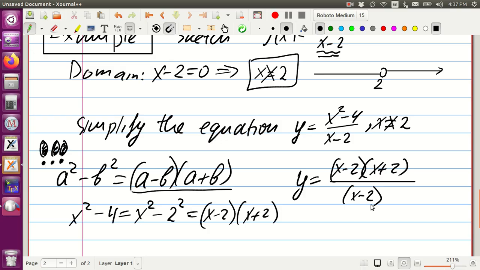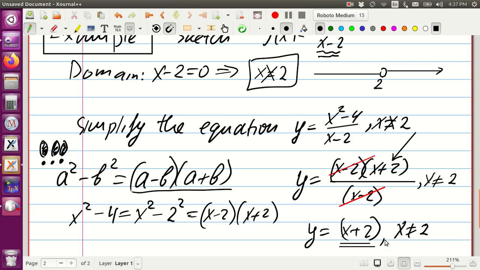A lot of people would want to cancel here, but it's not really what we do. We don't really cancel, we're actually dividing. But if we're dividing by something, we don't want to divide by 0. So in order to avoid division by 0, at the end we have to say we do not consider x equals 2. And this allows us to divide. So it tells us that y is equal to x plus 2 when x is not equal to 2. Look, x plus 2 is just a straight line.